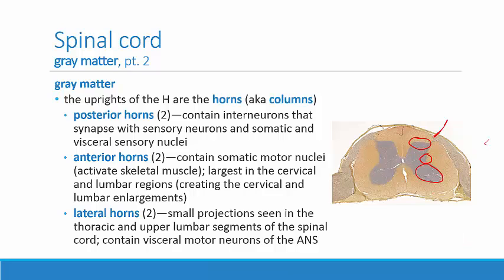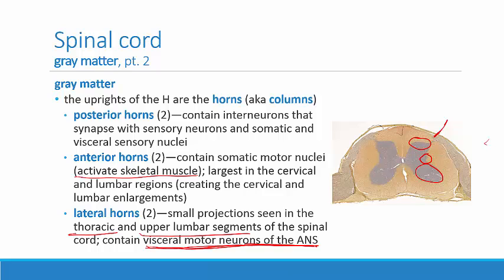And the lateral horns, then, these are tiny, much smaller projections, and they're primarily seen in the thoracic and the upper lumbar segments of the spinal cord. They have the visceral motor neurons of the autonomic nervous system. That's where we find the cell bodies and the interneurons that are all involved in the visceral motor responses that are autonomic. So the anterior horns are voluntary muscle movements, whereas the lateral horns are autonomic visceral responses.